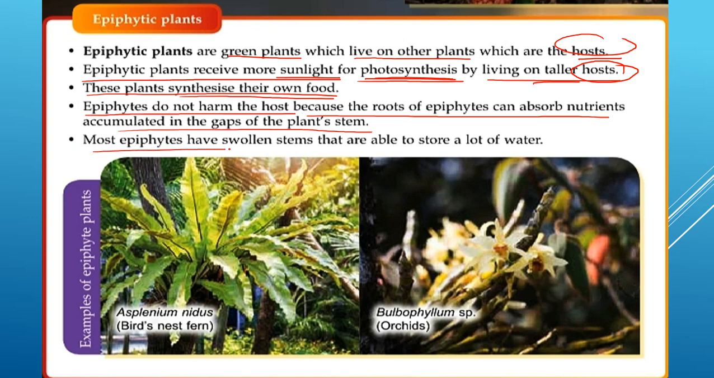Most epiphytes have swollen stem that are able to store a lot of water. Okay, so oleh kerana dia menumpang sahaja, so stem dia itu selalunya swollen lah, membengkak, sebab dia store a lot of water. Okay, so ini bird nest fern, orchids. Ini adalah contoh-contoh epiphytes plant lah.